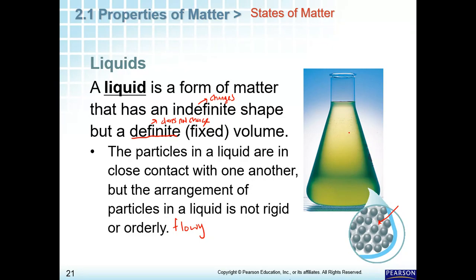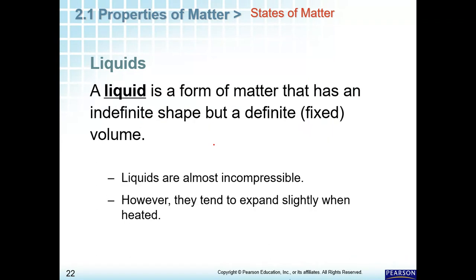If we put a liquid here in an Erlenmeyer flask, it's going to take the shape of a triangle. If we put it in a bowl, it's going to take the shape of the bowl. If we put it in a tall, slender glass, it's going to take the shape of the glass. However, the amount that we have, because they are still kind of close together, we still have that fixed volume that we see.